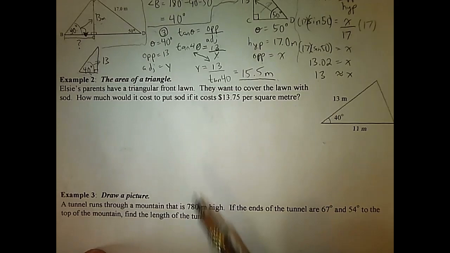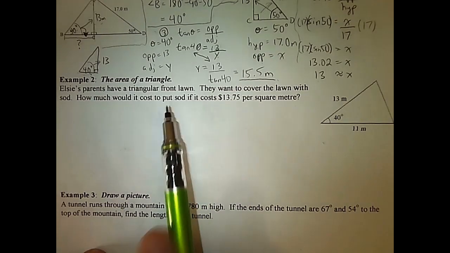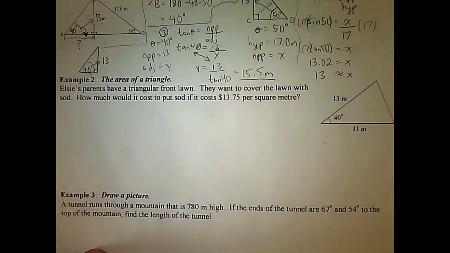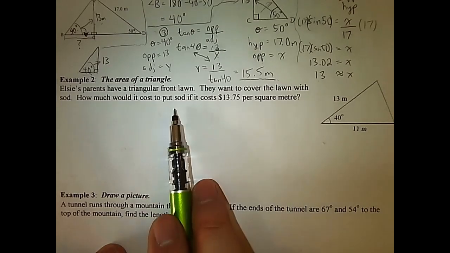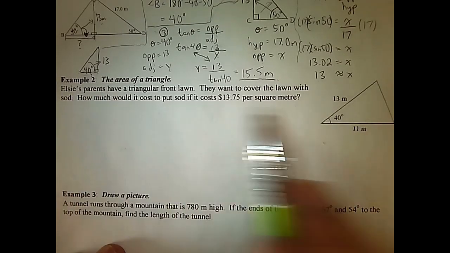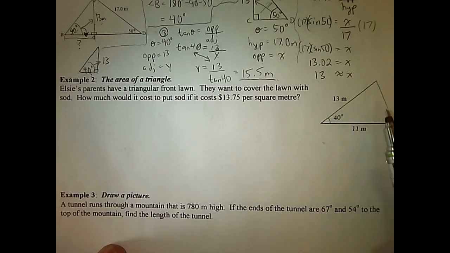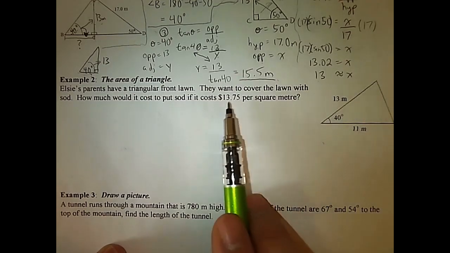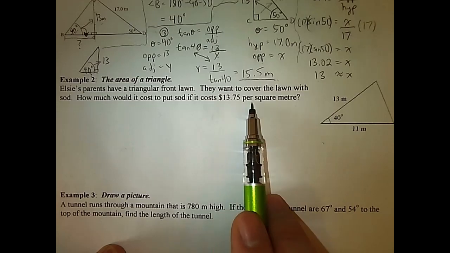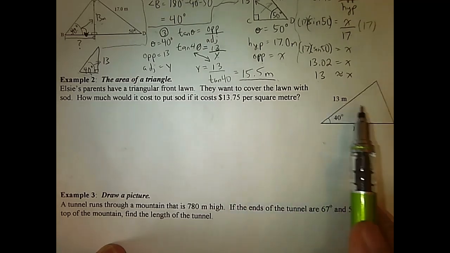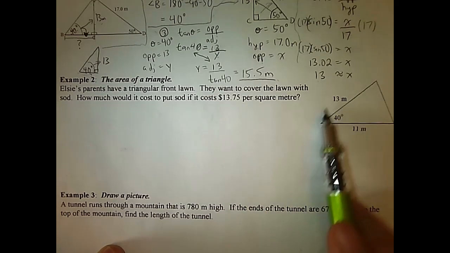Now, if you're not sure what sod is, it's just like the grass. When you have a new lawn, you roll grass onto it. So it has some dirt on it underneath it too. So that's what sod is. So Elsie's parents want to cover this with grass, basically. And the amount of grass costs $13.75 per square meter. How much would it cost to cover all of this?